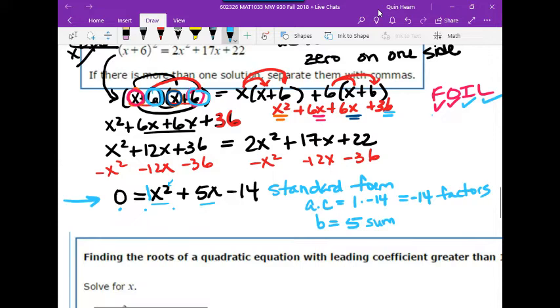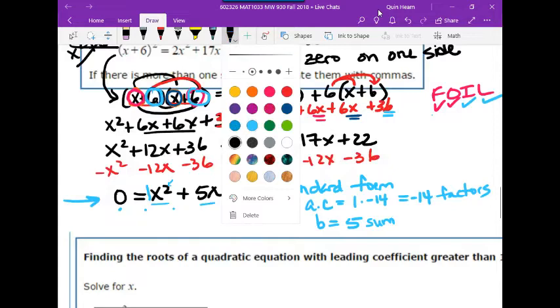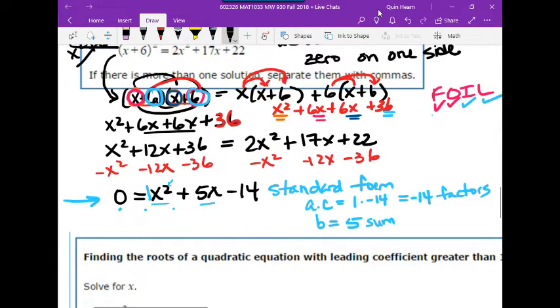So can anyone tell me two numbers that multiply to give you a negative 14 but add up to a positive 5? Can you type two numbers into the chat bar that multiply to give you negative 14 but add up to 5? Sometimes the two numbers will just pop in your head, and then other times, for whatever reason, there's a larger number or whatever, it won't. So just start listing factors and you'll come across them.